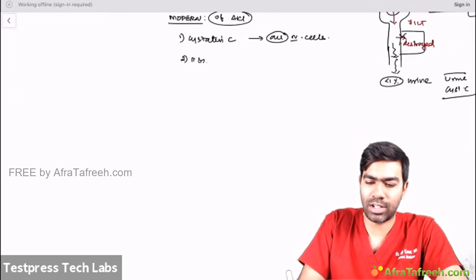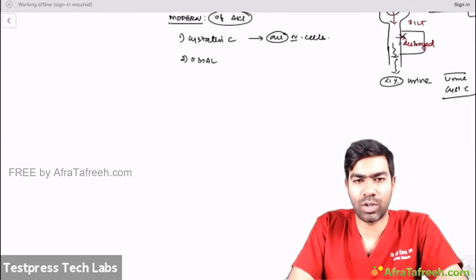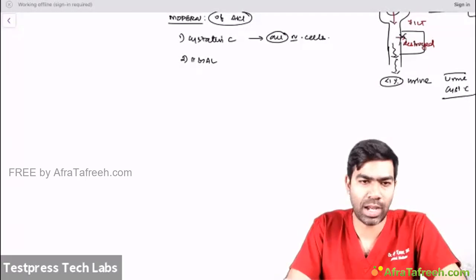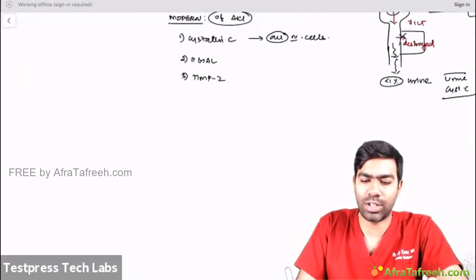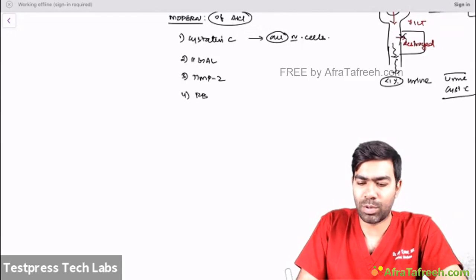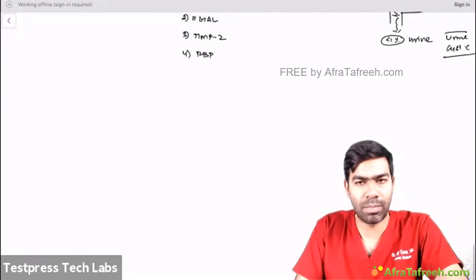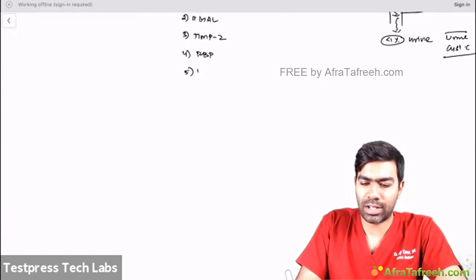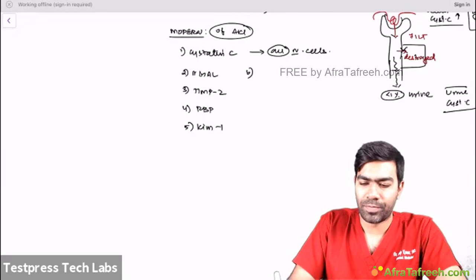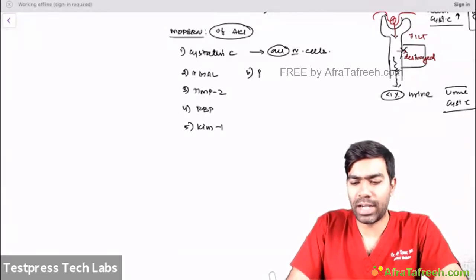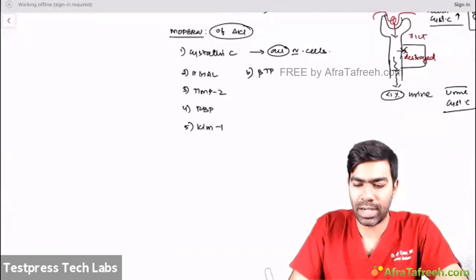The second marker that you can get in the exam is NGAL, which is neutrophil gelatinase associated lipocalin. The third marker is TIMP2, which is a matrix metalloproteinase inhibitor. The fourth marker being proposed is RBP, retinol binding protein. The fifth marker is KIM1, the kidney injury molecule 1. And the sixth marker is beta trace protein, called BTP.